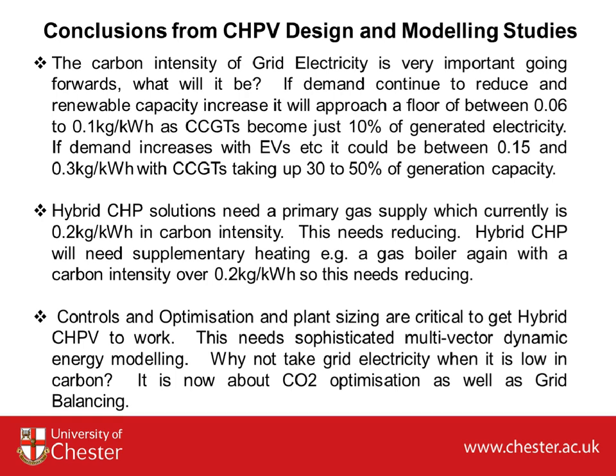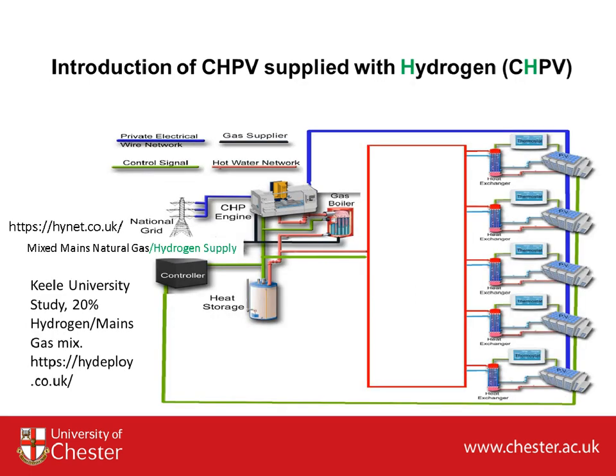So in conclusions, my feeling is that the CHPV is a great high efficiency system that provides an alternative to CCGTs, especially in the colder months. We need to manage the control system and plant sizing using dynamic simulation. But ultimately, we also need to find a way to reduce the carbon intensity of the primary fuel.